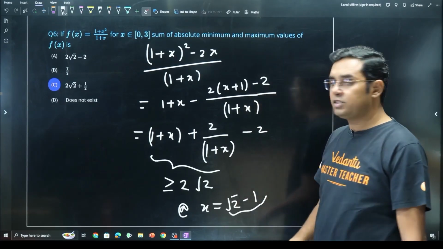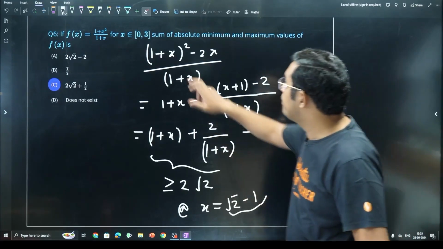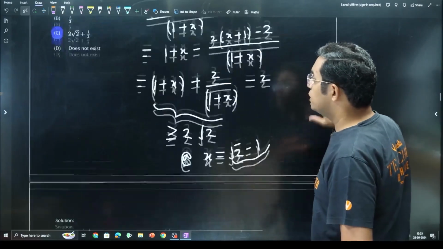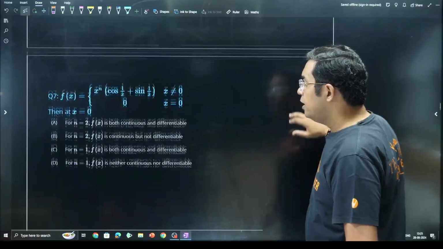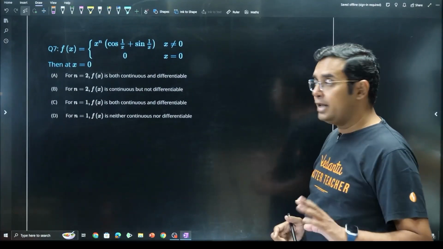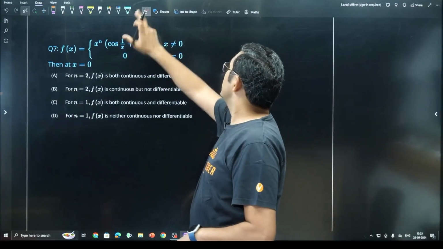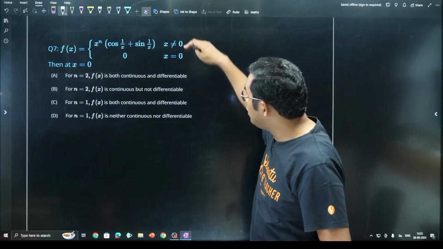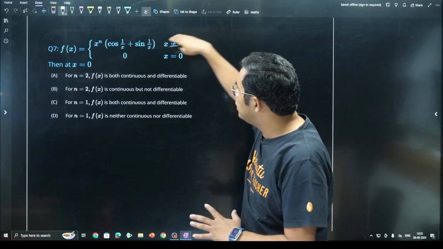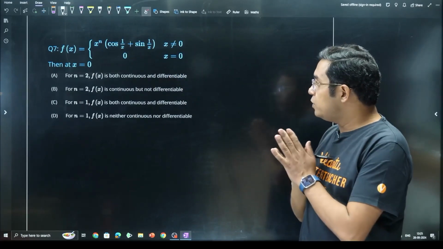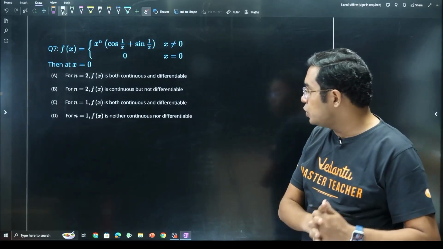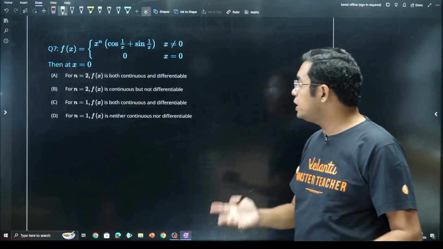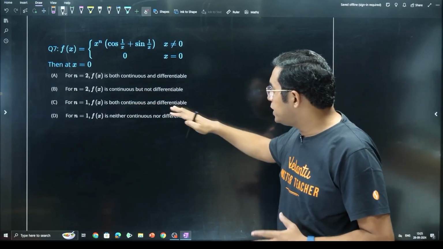So we can do this question with the help of AM-GM also. Now moving to the next question, that is question number 7. We are given f(x) = x^n (cos(1/x) + sin(1/x)), and equal to 0 for x = 0. Now we have to tell for n = 2 whether f(x) is both continuous and differentiable, continuous but not differentiable.